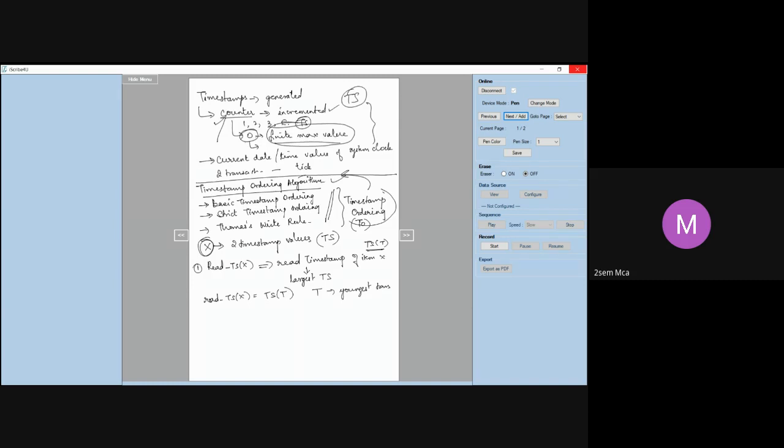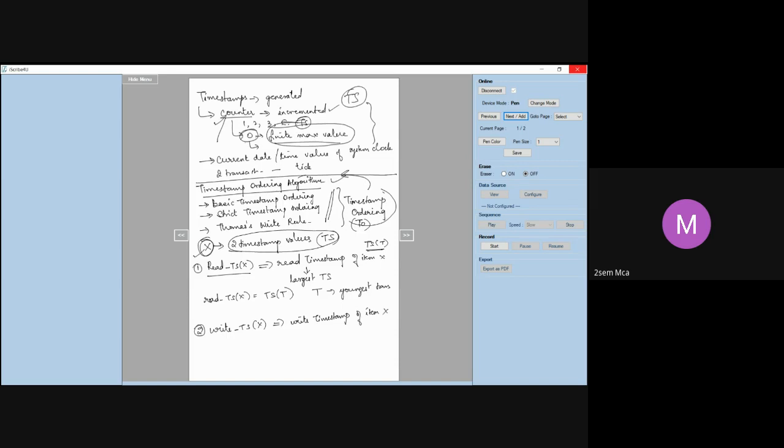Are you getting me? Read TS of X. All these algorithms associate with each database item X, which can be any database item, two timestamp values. One is called the read TS of X. The other one is called the write TS of X, the write timestamp of item X.